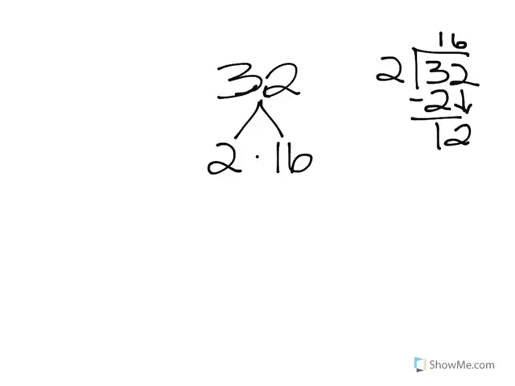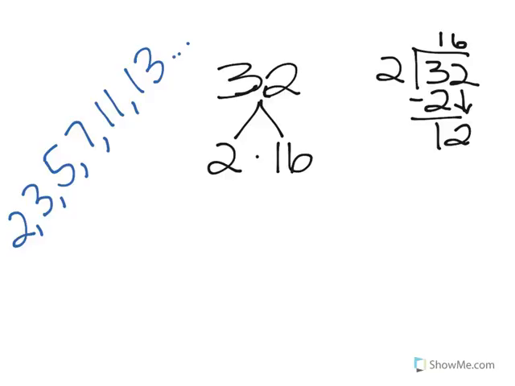This is when you need to have your first few prime numbers memorized. 2, 3, 5, 7, 11, 13. That's going to be really helpful when doing this. If you get to a prime number, you want to circle it. 2 is prime, so we're going to circle it here. There's nothing more we can do with that. But 16 is not a prime number, so now we have to take this even further. What can we multiply together to get 16?